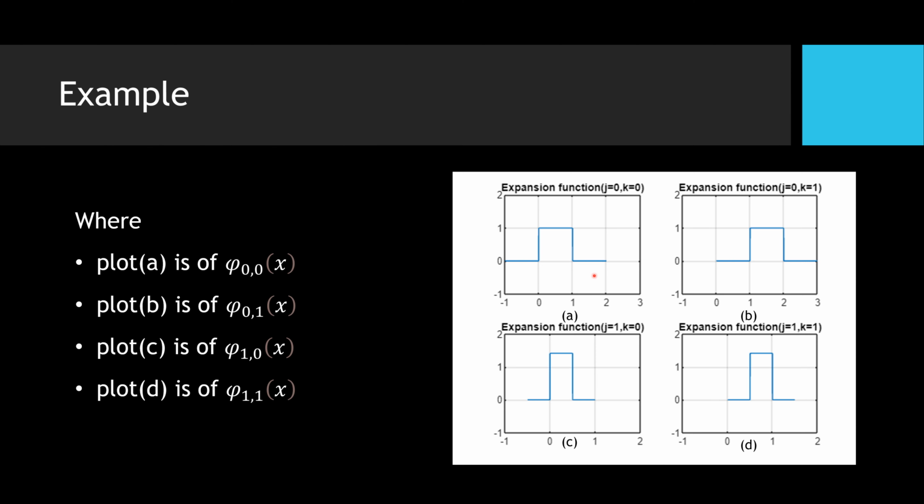And here in 1 comma 0, what will happen is the width will get scaled, so it should become half. So here you can see it became half compared to the first one. Compared to the plot A, plot C has become half, and its amplitude is a little bit high compared to A. And the same thing goes here. It got translated to the right side. So that's what will happen here for j equal to 1 and k equal to 1.